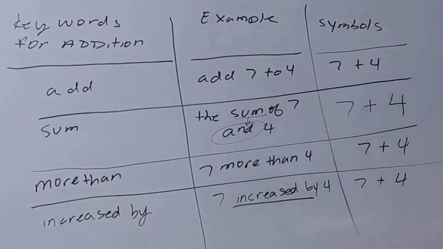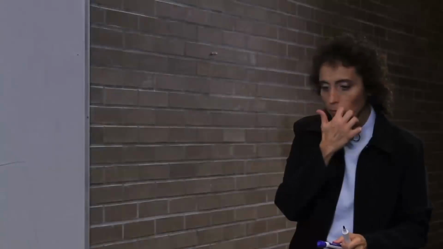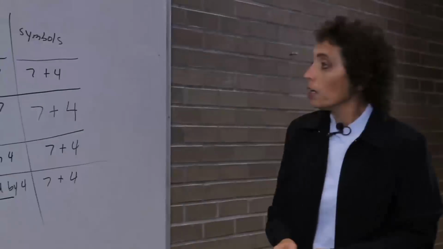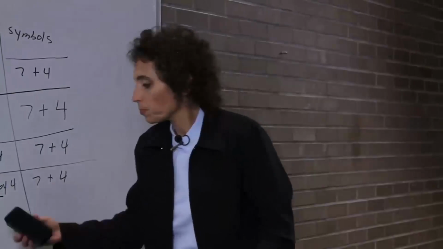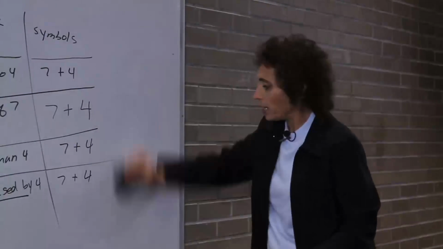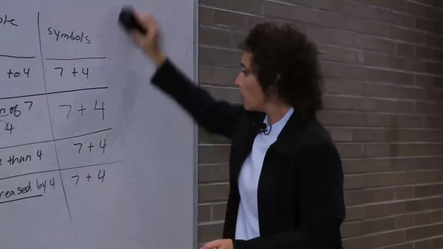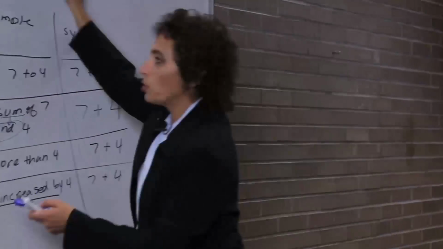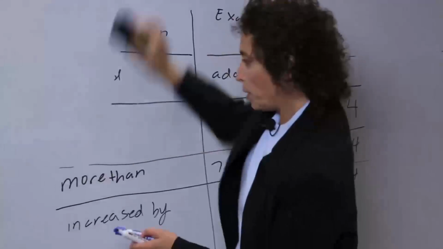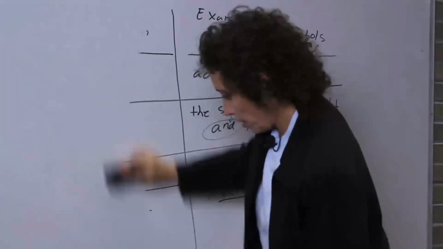So those are some of the key words for addition. And we may have others later, but that's what we have so far. Okay. Let's see what's next. The next thing that we can apply this addition to is some little concepts in geometry. And some of the concepts in geometry that you may be aware of are perimeter and area.